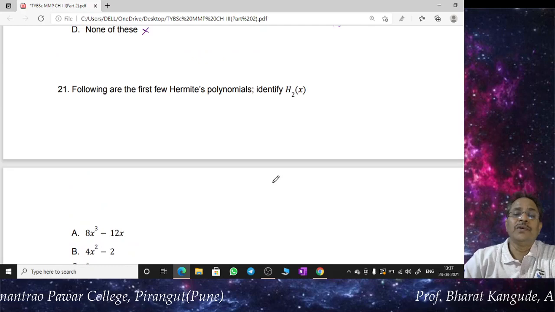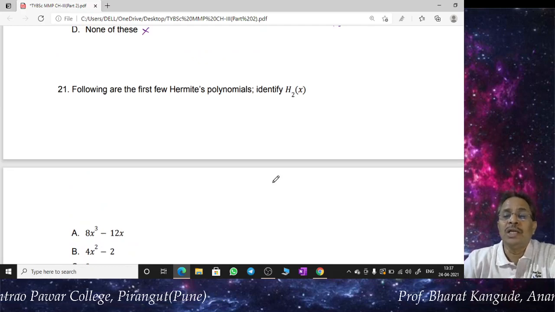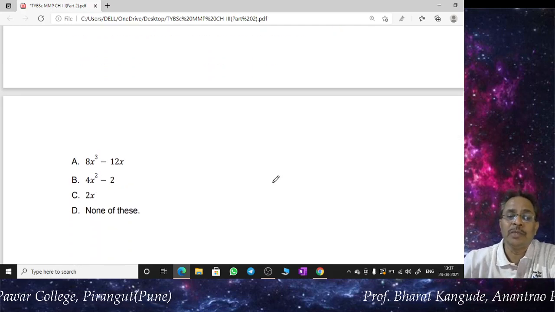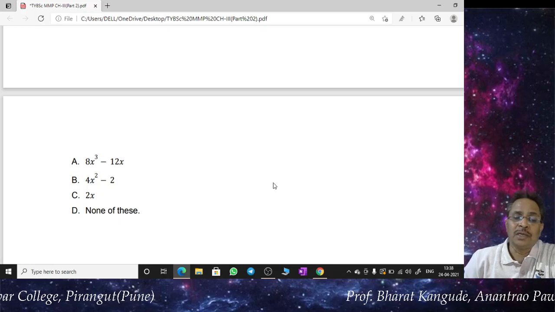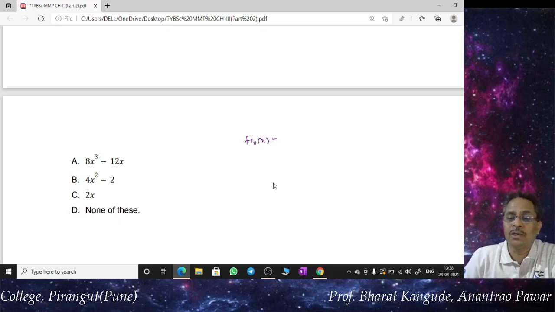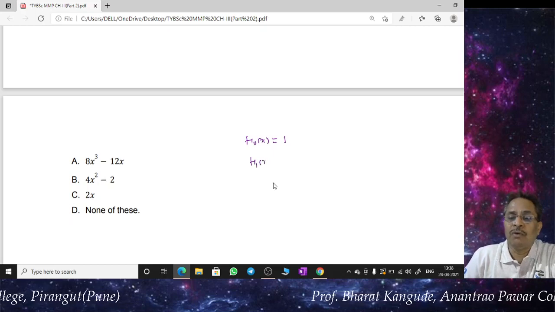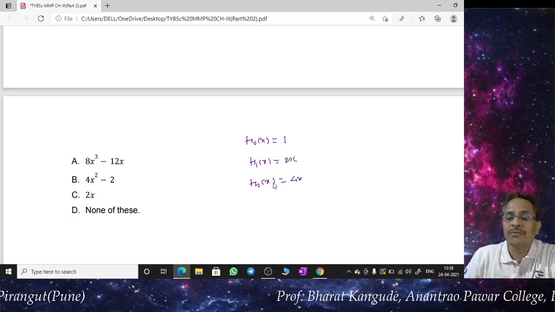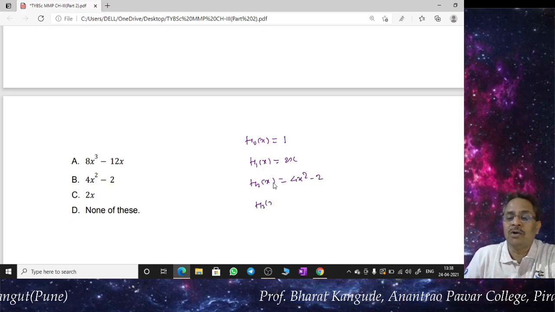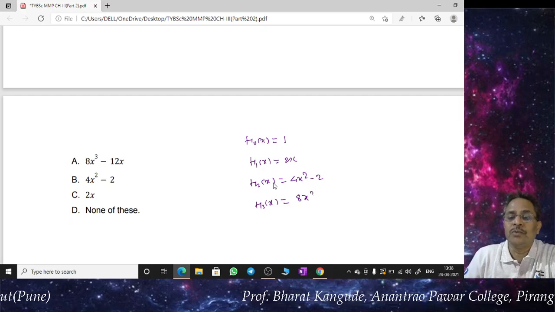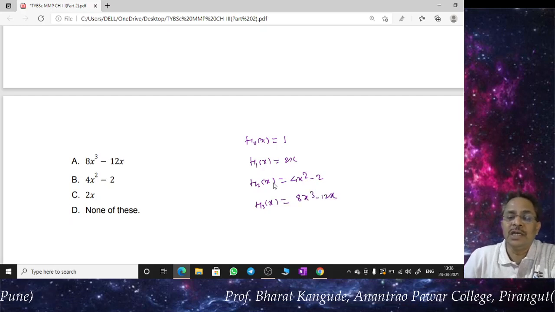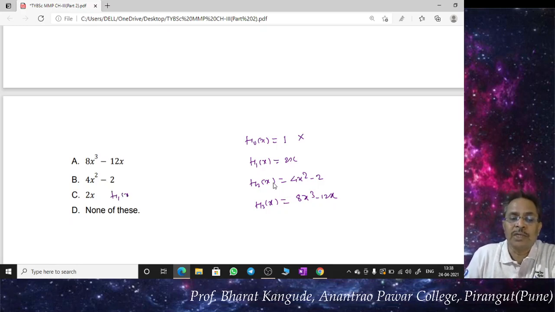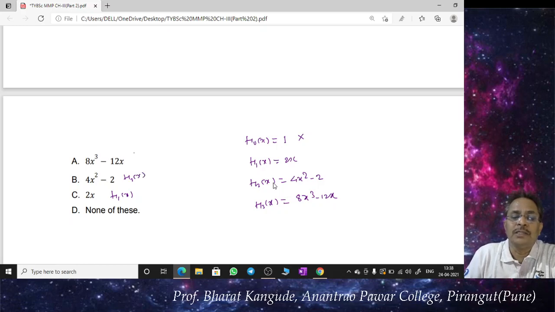The following are the first few Hermite polynomials. So you have to identify H2 of x. Here also we have to go for this identification of Hermite polynomials. This shows that the first Hermite polynomial H0 of x is equal to 1, then H1 of x is equal to 2x, then H2 of x is equal to 4x square minus 2, and H3 of x is equal to 8x cube minus 12x. So I can very easily identify: this is H1 of x, this is H2 of x, and this is H3 of x.